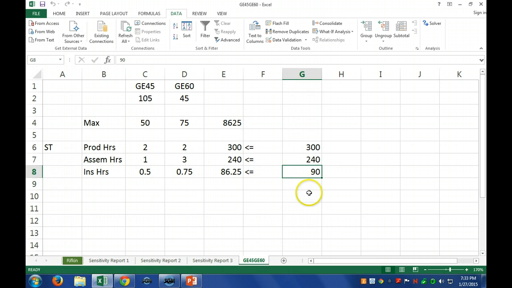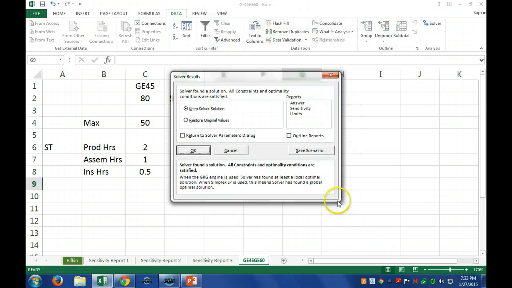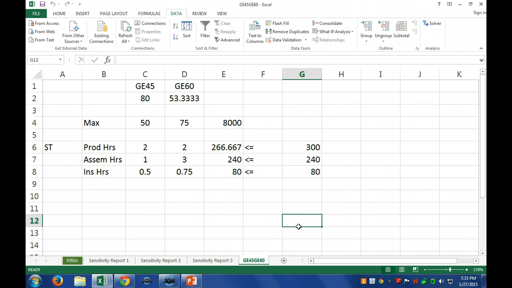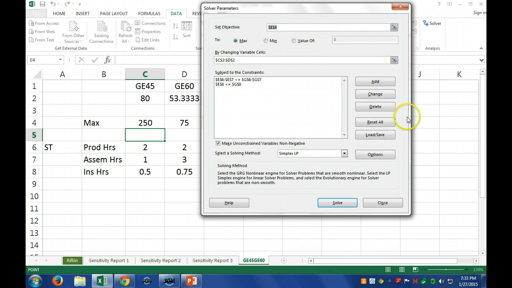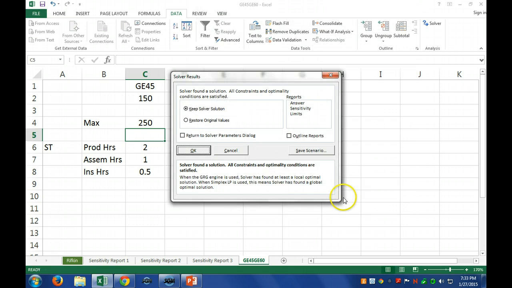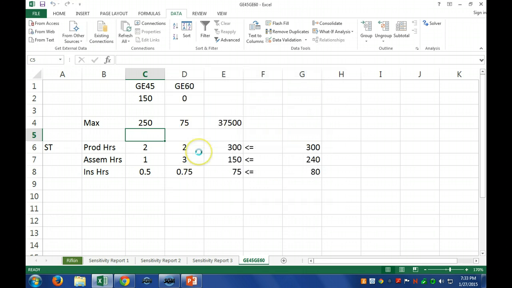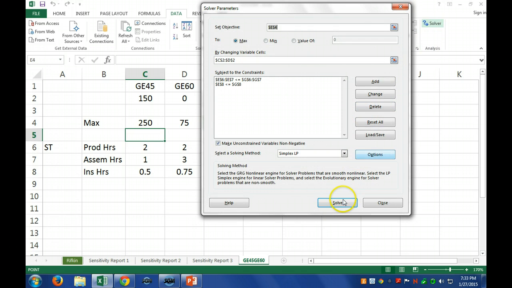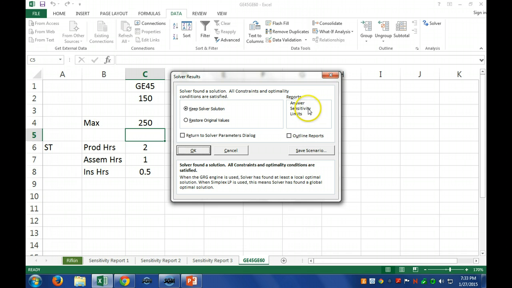All right, let's go back to this original formulation. I'm going to put this back at 80 and resolve it. But let's say GE45s become super profitable. Let's put them at 250 instead of 50. I'm making $250 for every GE45 instead of 50. Solver doesn't care. It's going to push production to whatever is the best, so you see it pushes all the production to GE45s. I'm going to keep this new sensitivity report.